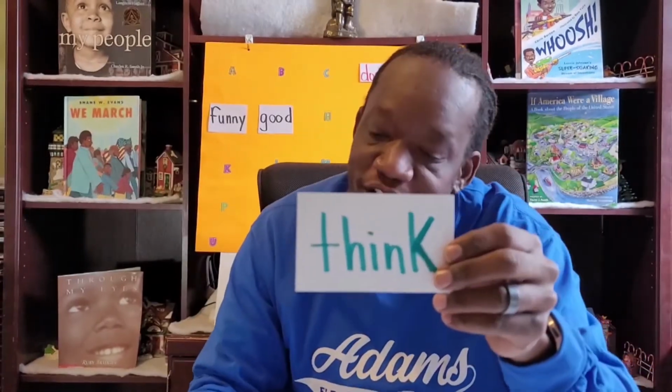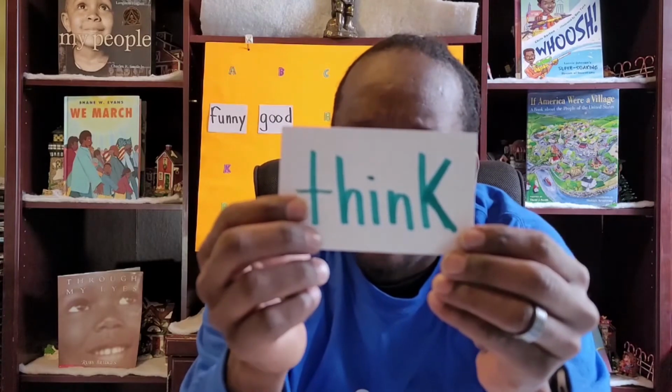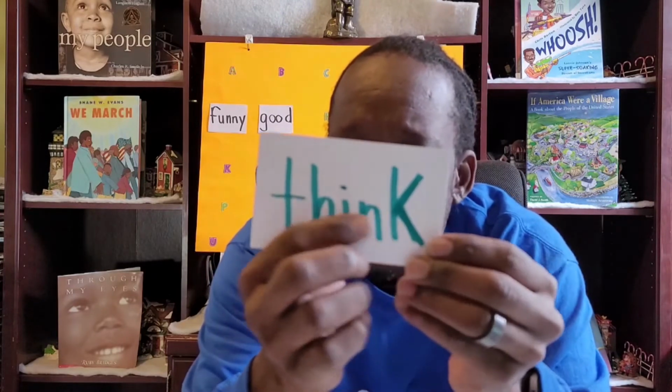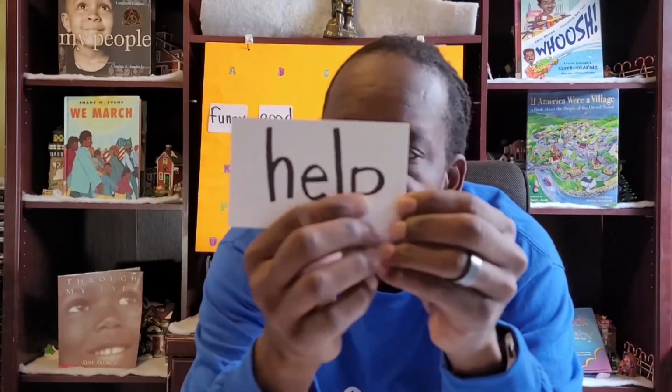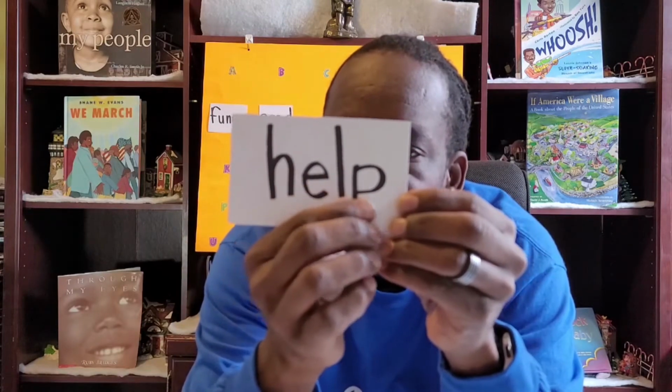This word really makes me think. This word is think. Let's spell think. T-H-I-N-K. Think. Make sure you're always thinking before you just answer. And what word is this? Help. If you need something and you can't do it by yourself, ask for help. Don't say I can't do it. Say I need help. Let's spell help. H-E-L-P. Help.